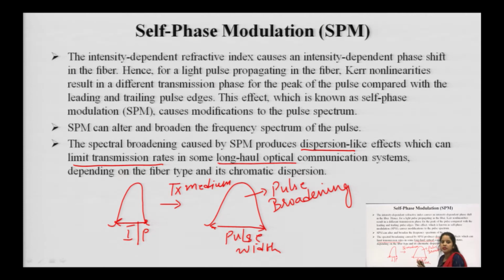For short distance transmission, dispersion is also less, and when we take a long distance transmission, dispersion also increases, and this is applicable to self phase modulation also. It depends upon the fiber type and its chromatic dispersion. Chromatic dispersion is a type of dispersion which we are going to discuss in the coming lectures or slides.